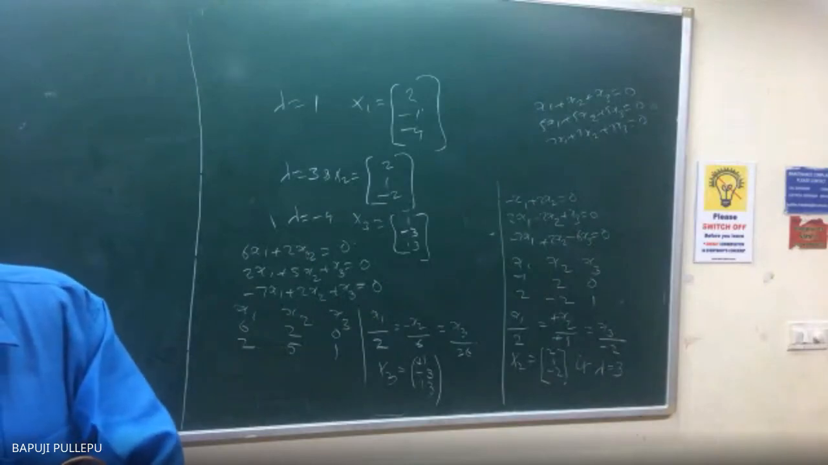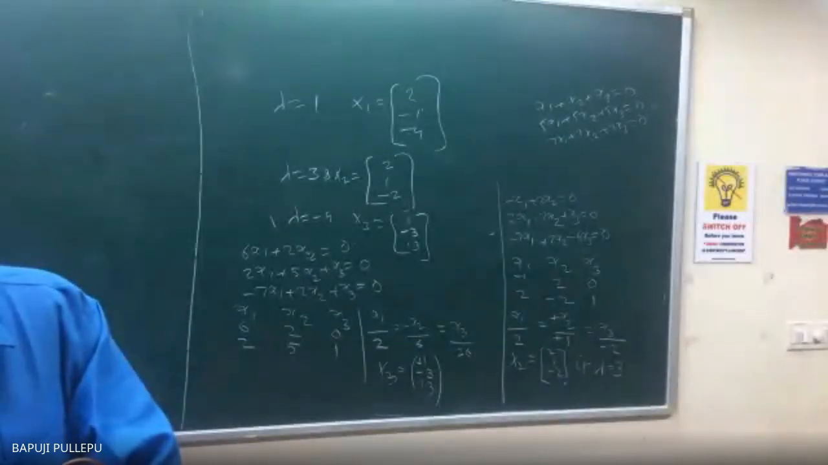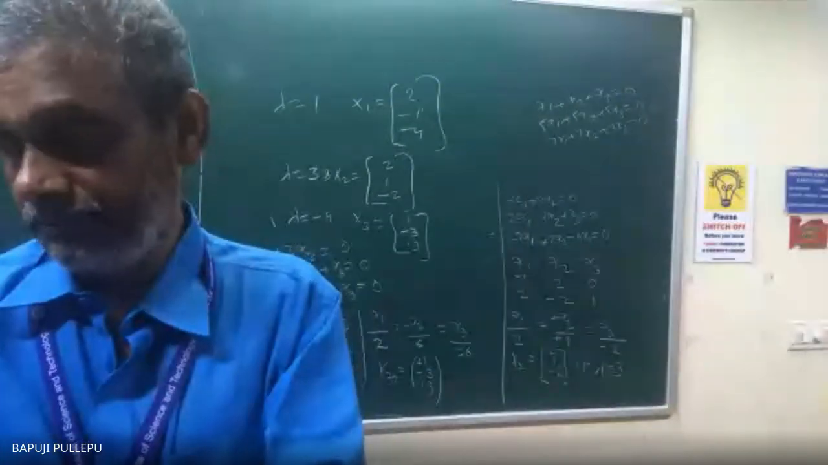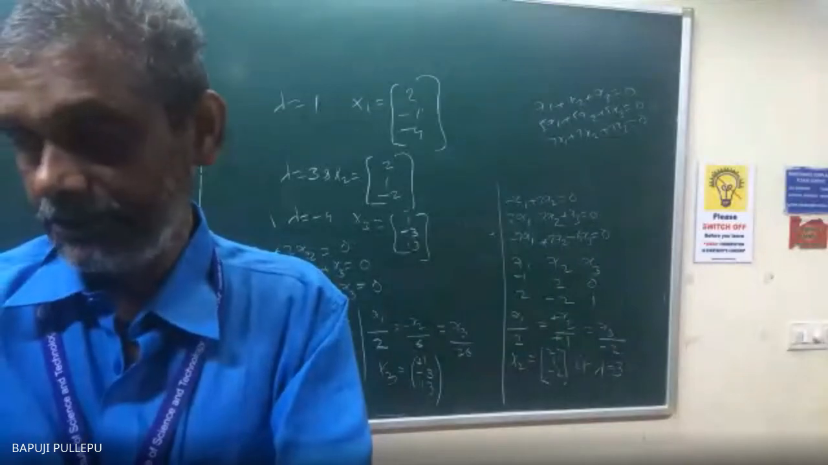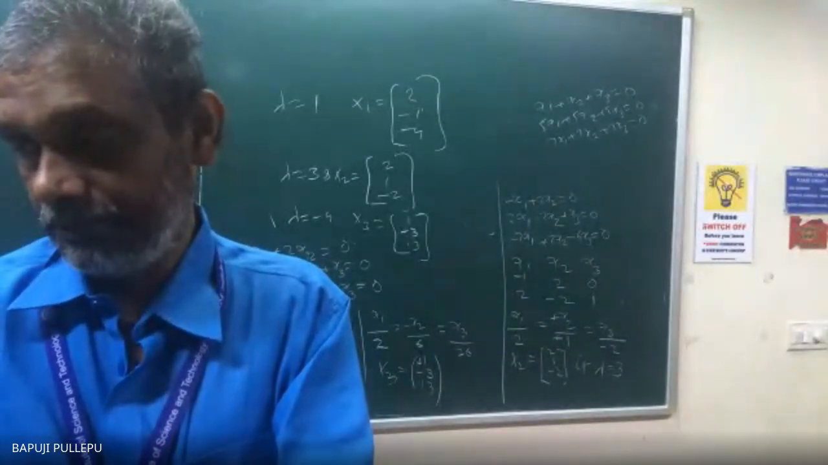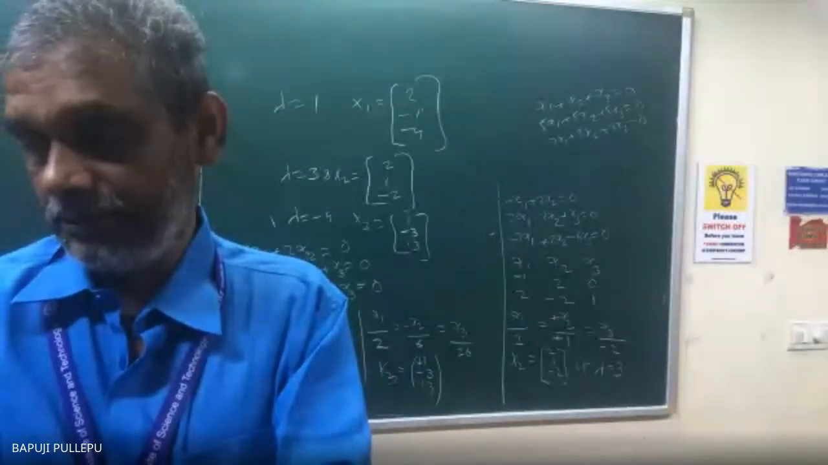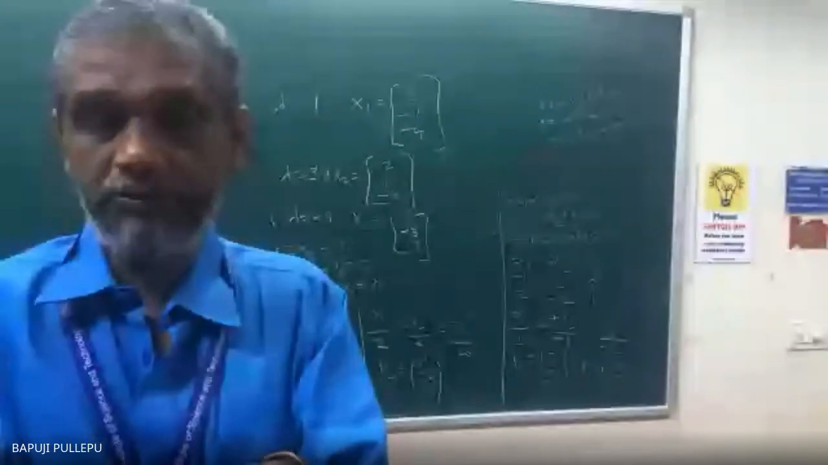Absent. 101. Present, sir. 102. 103. Present, sir. 102 present. 104. 103 present. Okay. 104. Absent. 105. 106. Present, sir. 107. I think 107 is the last number.